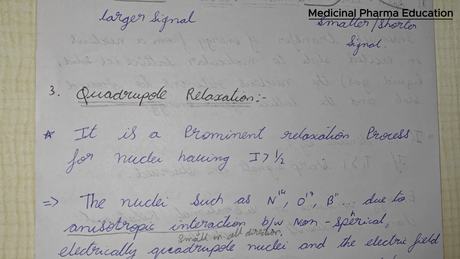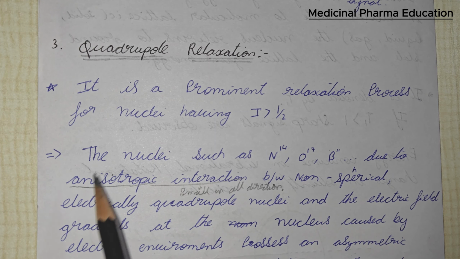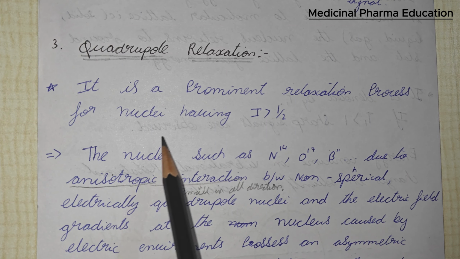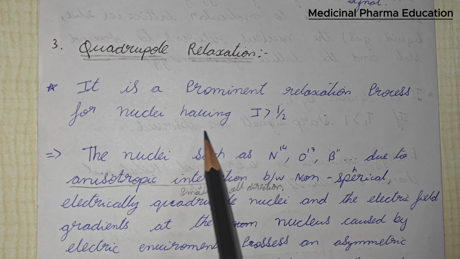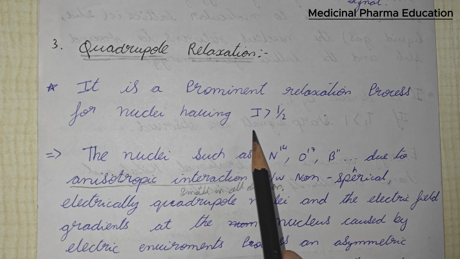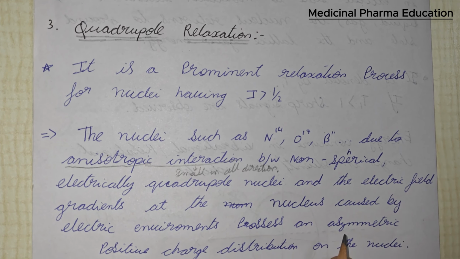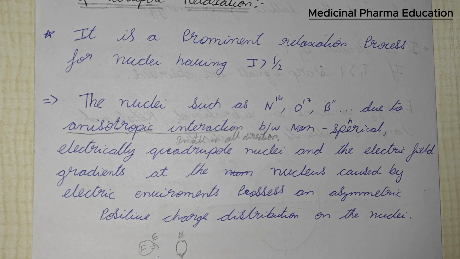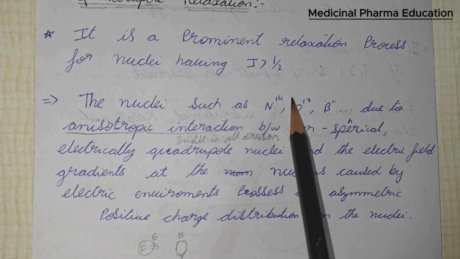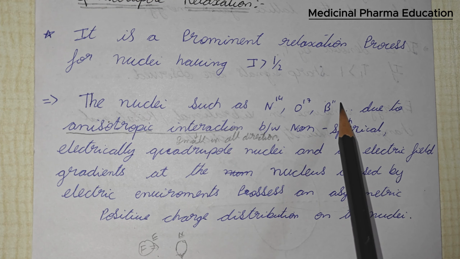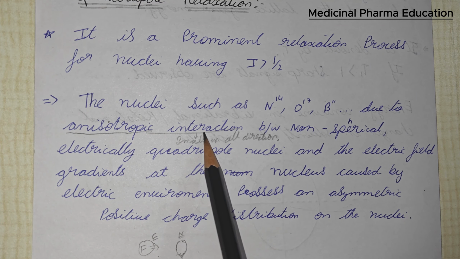Next, the third type, quadrupole relaxation. This is very important. It is the prominent relaxation process for nuclei having I greater than 1 by 2. We know from the previous videos that I is the spin quantum number, which describes some energy. If it is 1 by 2, then the spin exists. Examples are nuclei such as N14, nitrogen 14, oxygen 17, and boron 11, due to isotropic interactions.